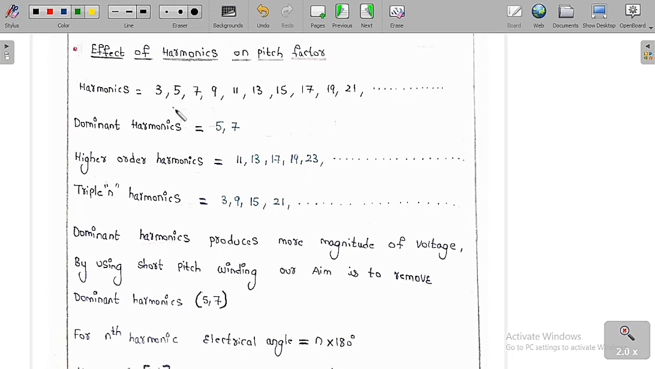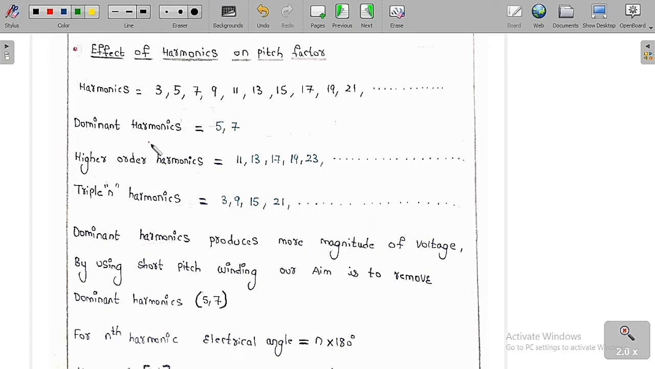Harmonics, I've already told you the classification. Harmonics are classified into two types: one is even, the other is odd. Odd is again classified into three types: 3m, where m is odd; 3m minus 1, where m is even; and 3m plus 1, where m is even. 3m, when m is odd, are triple-n harmonics. 3m minus 1 are negative sequence components, whereas 3m plus 1 are positive sequence components, and the 3m are zero sequence components. I've already told these important things in the induction machine itself.